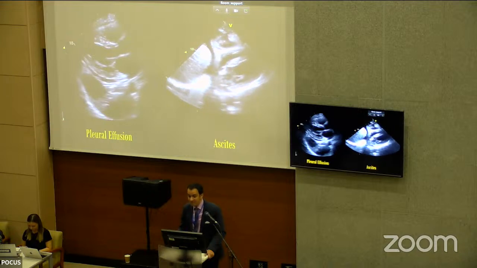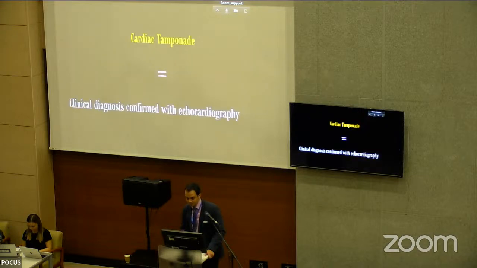You can even see the same in patients with significant elevations in pulmonary vascular resistance, which also impedes venous return in these patients. And on your right-hand side, you see a patient with ascites, which can also complicate the situation. So you have to differentiate between ascitic fluid, pleural fluid, and pericardial fluid when you evaluate patients in the subcostal window. Finally, remember that cardiac tamponade is a clinical diagnosis coupled with echocardiographic assessment.